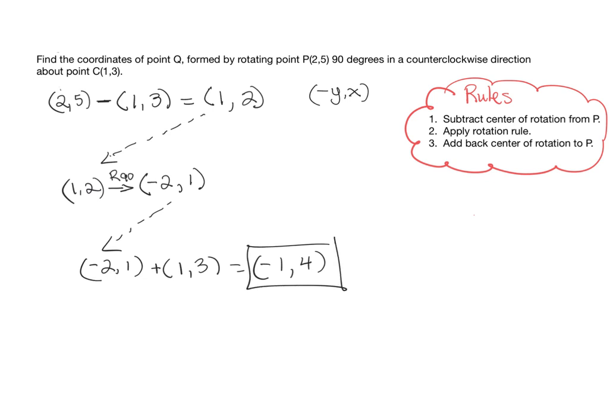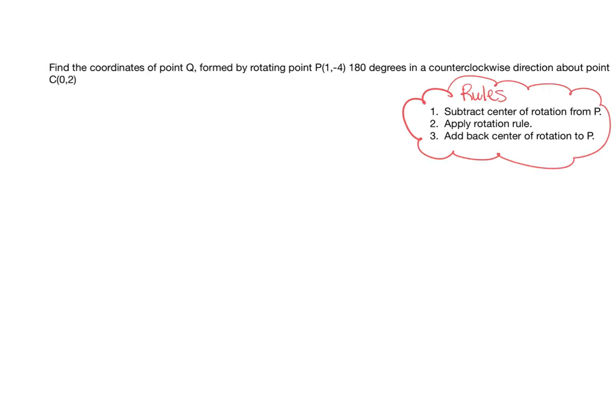Okay, I'm going to do another one for you. Okay, so this is the same thing. The only difference is we're rotating it 180 degrees. So I'm going to follow step 1. Subtract the center from P. Okay, so P is 1, 4, and I am going to subtract 0, 2 from it. So when I do 1 minus 0, I get 1. And when I do 4 minus 2, I get 2.